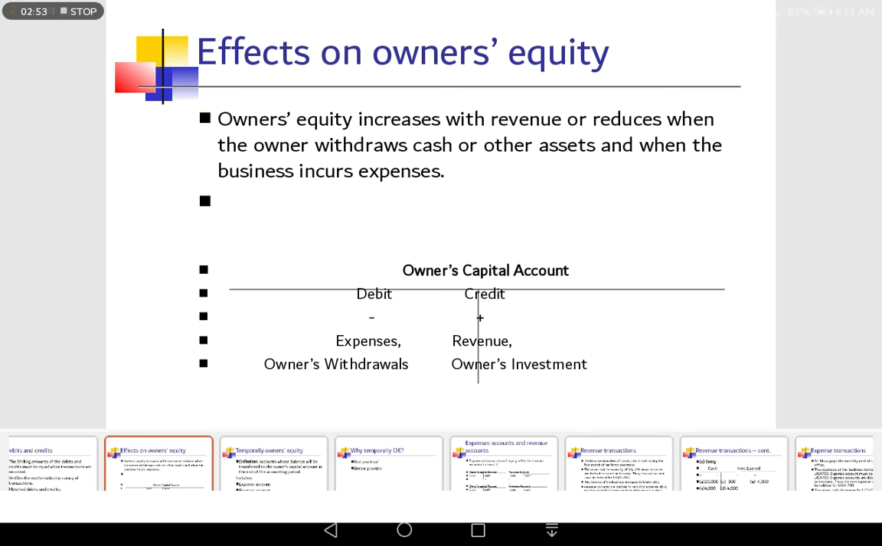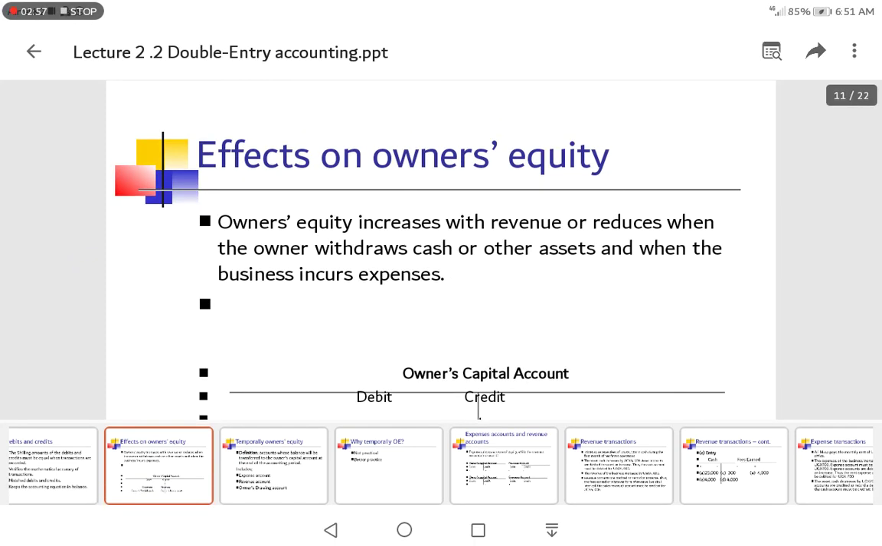So having said all that, let's join Mr. Stephen's class, and we are going to be beginning from the effects on owner's equity. So let me log into Zoom, and we join the class.